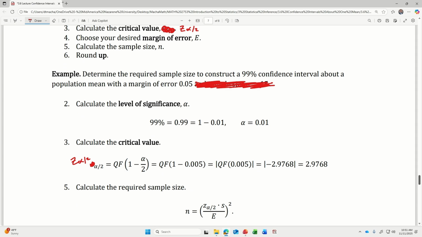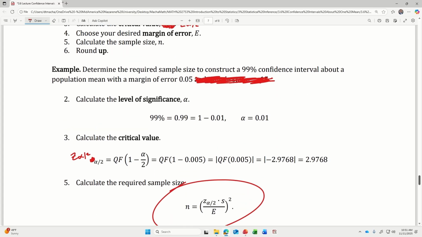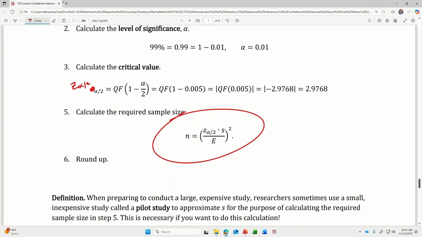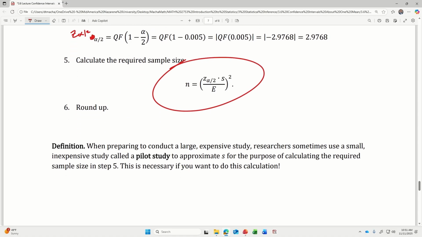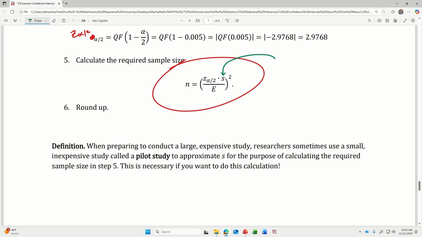Then we can calculate the required sample size like this. You take your critical value that you get from the standard normal distribution, you multiply by the sample standard deviation you calculate, you divide by the desired margin of error, because you get to choose the margin of error you want when we're finding a sample size, and then you square that. Round up, and that's your sample size. So you're like, well, if I don't have a sample, how do I calculate this sample standard deviation?